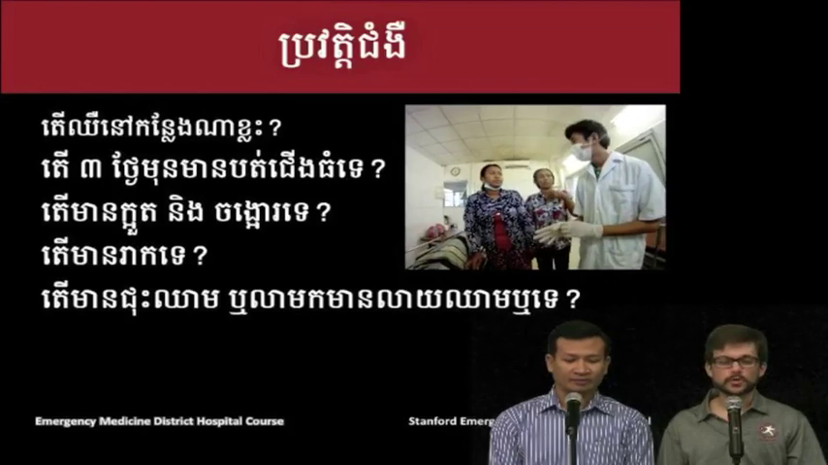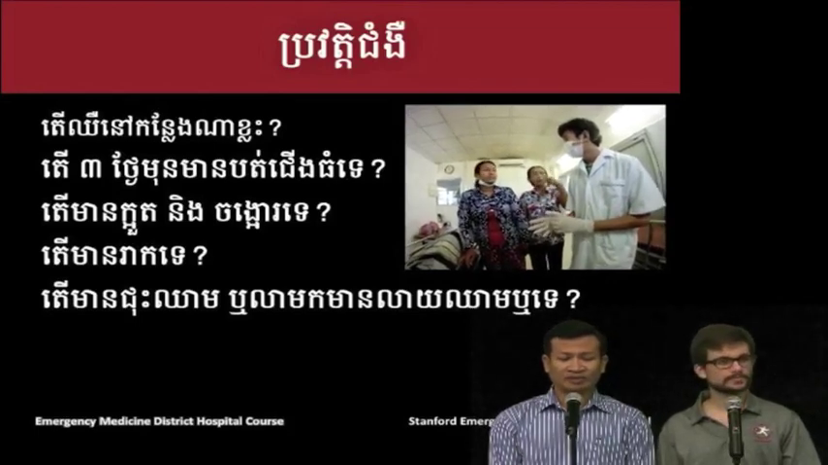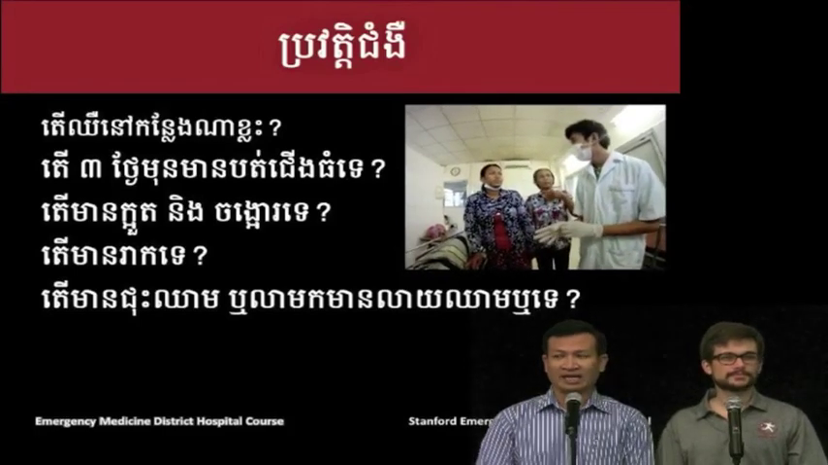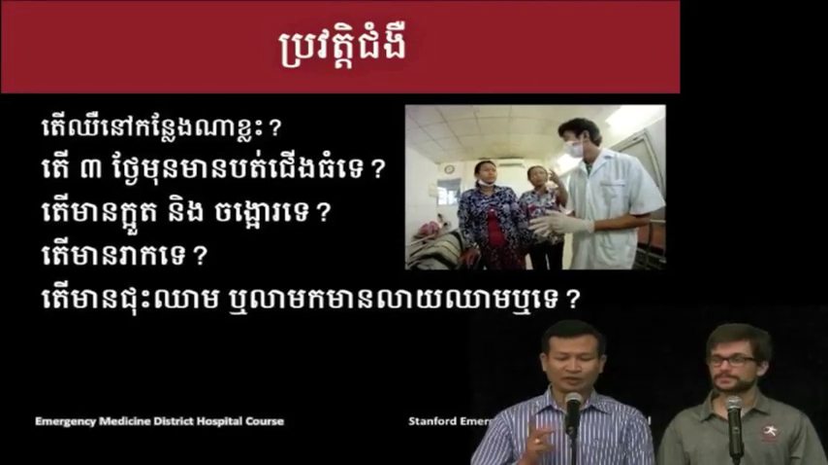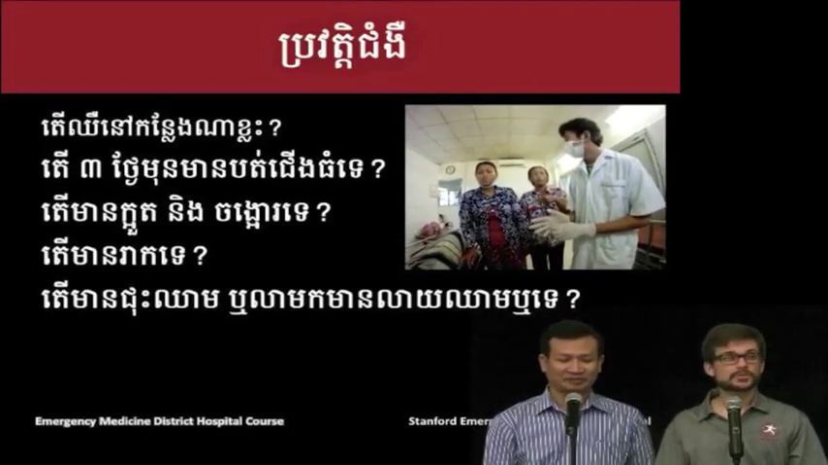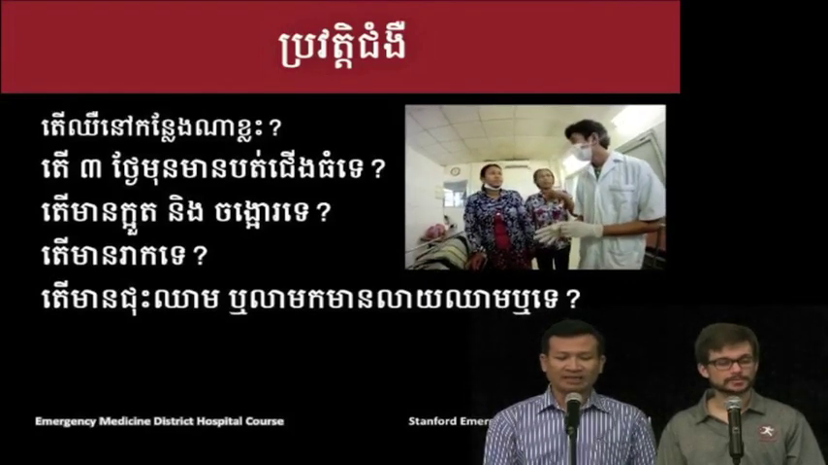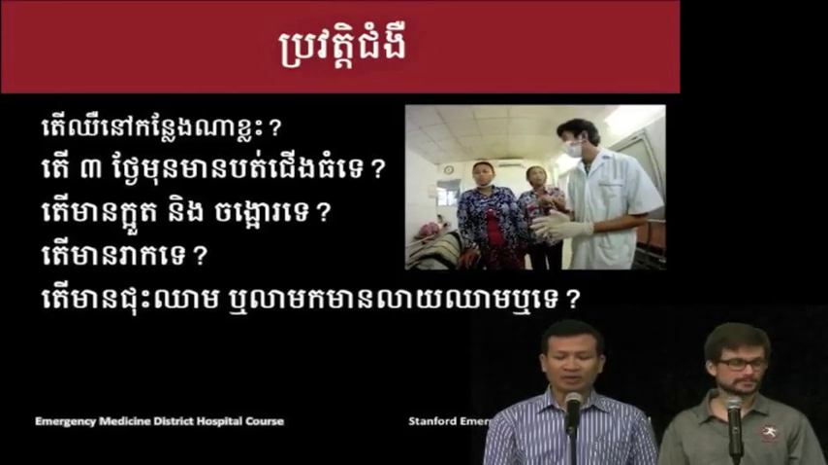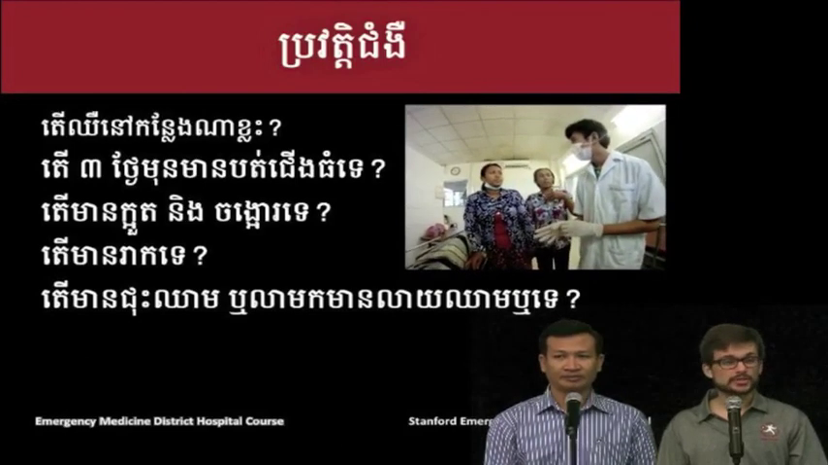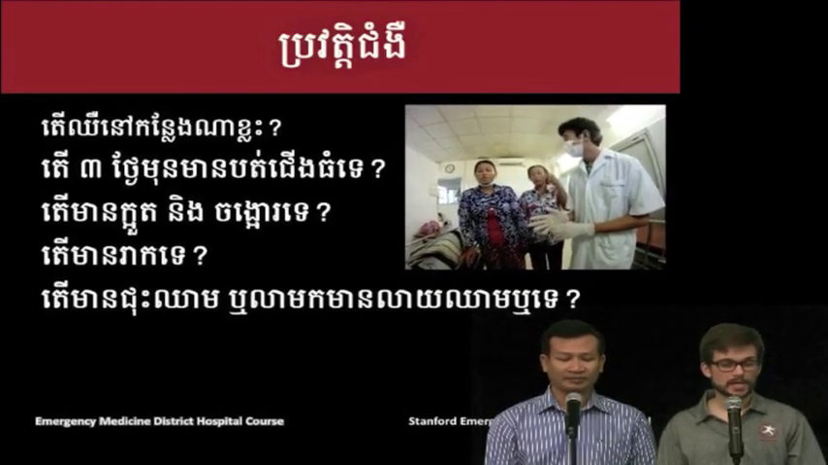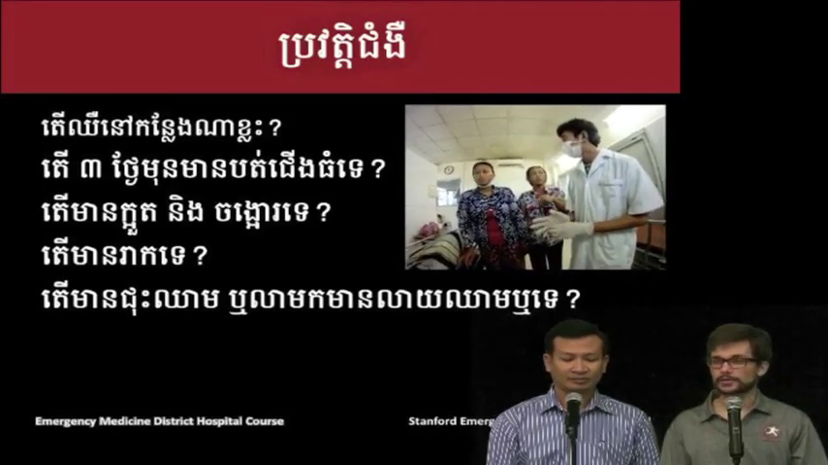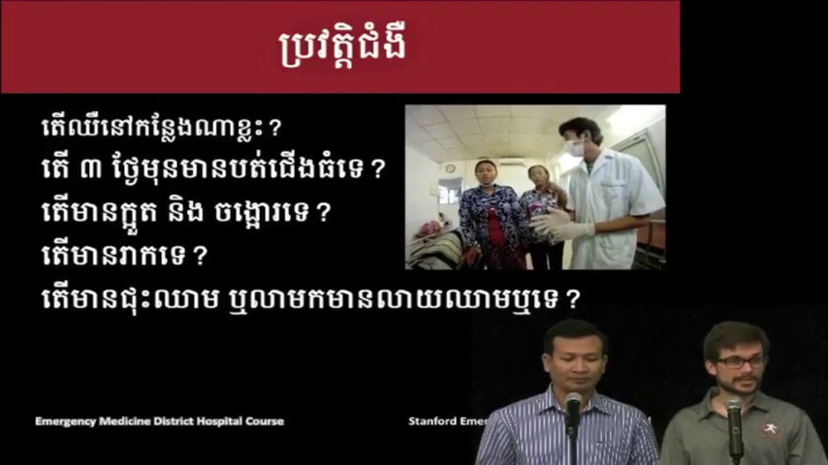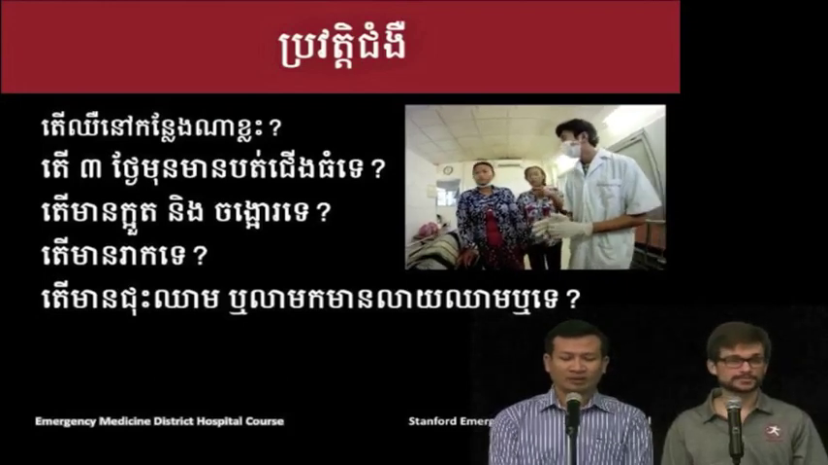When you take a history, it is important to ask a series of questions. Where is the pain? Has the patient produced any stool at all in the last 3 days? Does the patient have nausea or vomiting? Does the patient have diarrhea? And is there any evidence of hematochezia or melena? Each of these parts of the history can lead you to a different diagnosis.